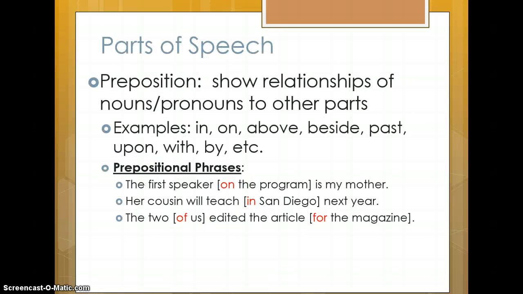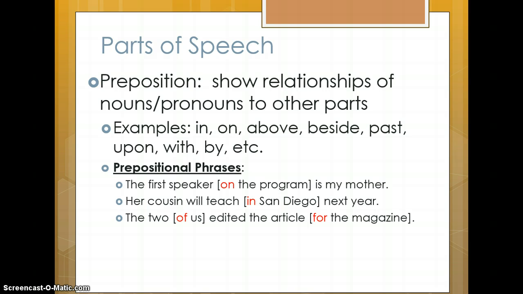Prepositions. Prepositions are those little words, and what they do is show relationships. They connect your nouns and pronouns to other parts of the sentence. There are oodles of them, but a couple of examples of prepositions are those little words in, on, above, beside. You can see they're showing relationships. They're showing where things are in relation to each other.